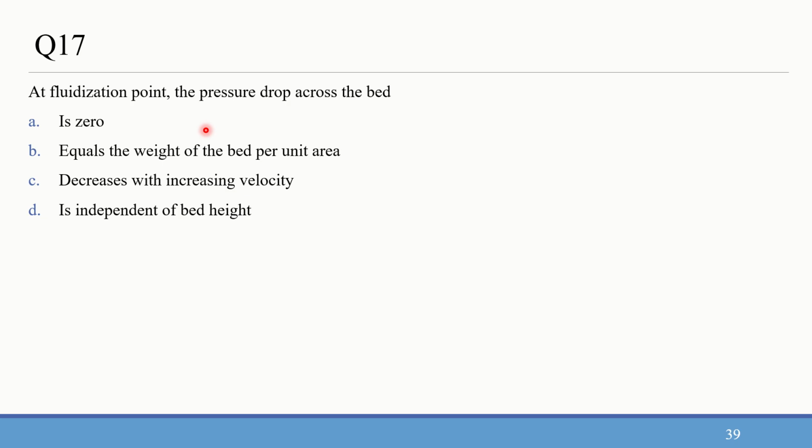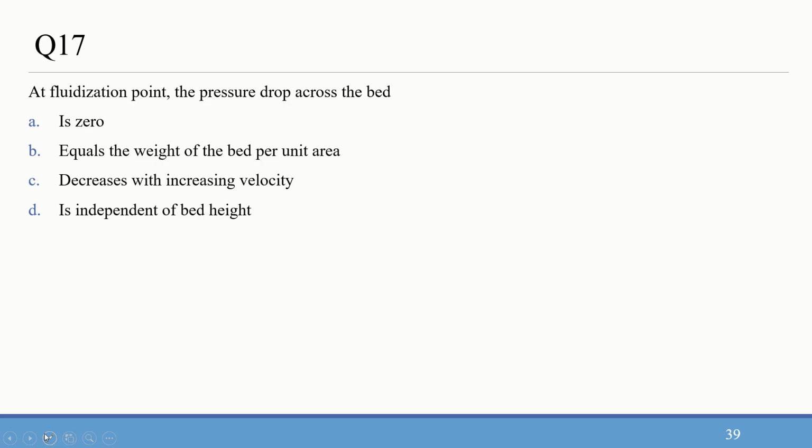So if you remember this graph actually, in the packed bed condition, with increase in the velocity, the pressure drop across the bed increases. But at the fluidization point, the pressure drop across the bed equals the weight of the bed per unit area. Similar to the last question where we saw the drag force equaling the particle weight, here it is the same. At fluidization point, the pressure drop across the bed equals the weight of the bed per unit area. So option B is the right answer.